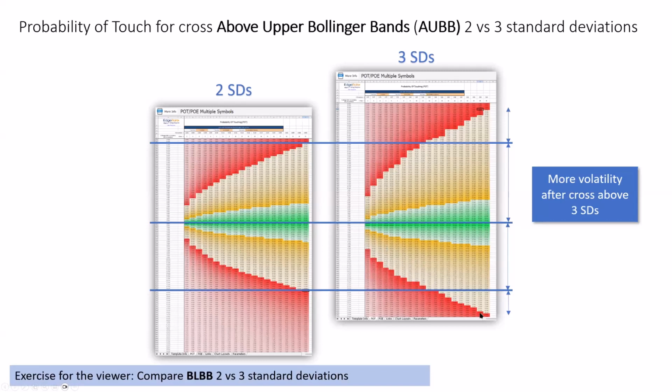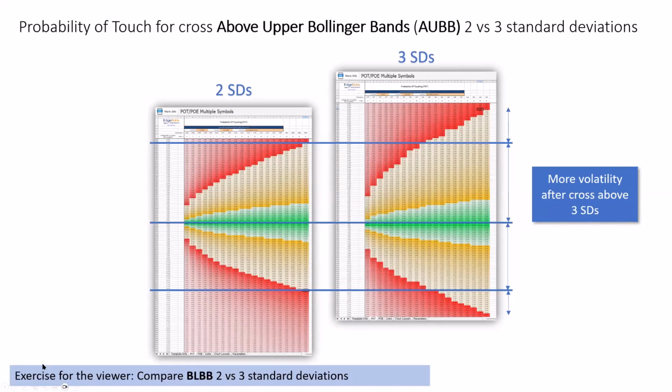So a 3 standard deviation move in a stock, we can say in general, looking at that list of stocks over 10 years, if you see a 3 standard deviation move, so a stock crossing above the upper Bollinger Band, a 3 standard deviation Bollinger Band, you can expect more volatile times.